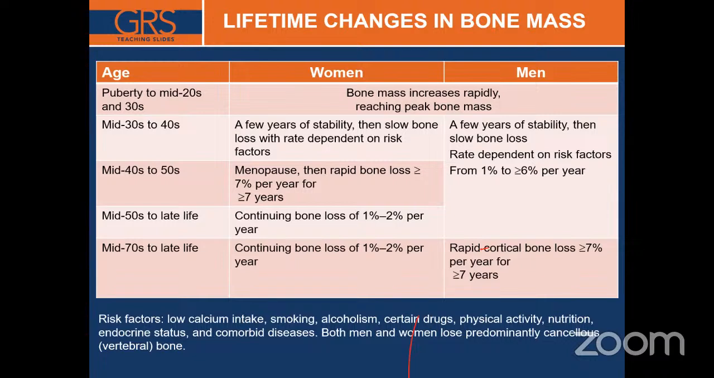This is for women. For men, from the mid-30s to the mid-50s, there is a few years of stability, then a slow bone loss that is dependent on the risk factors. From the mid-70s to the late life, there is a rapid cortical bone loss of 7% per year. The risk factors are low calcium intake, smoking, alcoholism, certain drugs, decreased physical activity, endocrine status, and comorbid diseases. We will talk about all of this in just a moment.